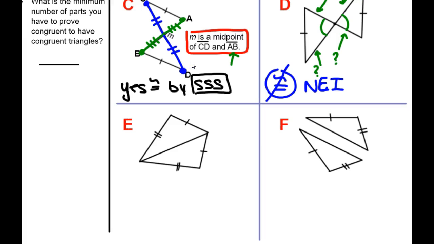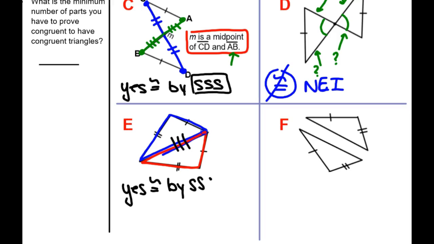The last 2 questions here, letter E, I notice that I have the shared side down the middle. It is the same for both triangles. I have the blue triangle on the top. I have the red triangle on the bottom. I notice the blue and the red are both matched up. We have reflexive in the middle. So are they congruent? Yes, they are congruent by side, side, side. Tick marks on all of the sides.